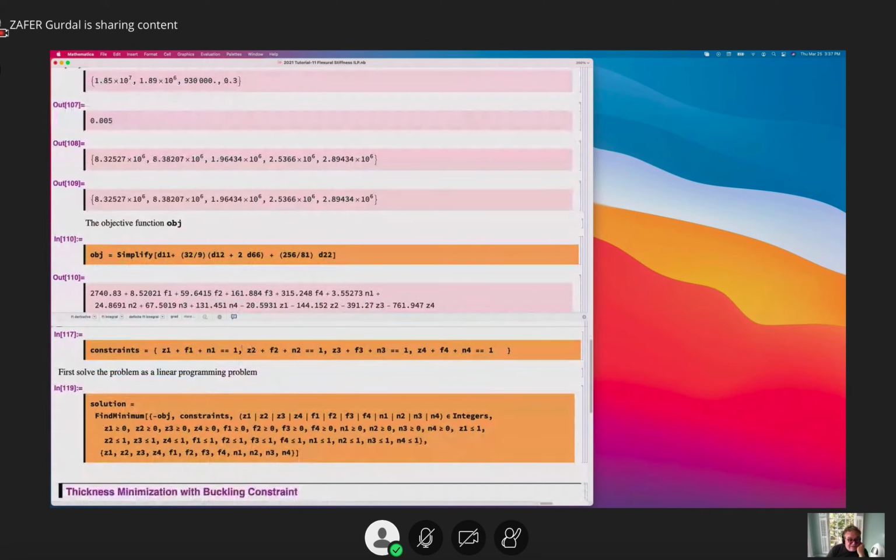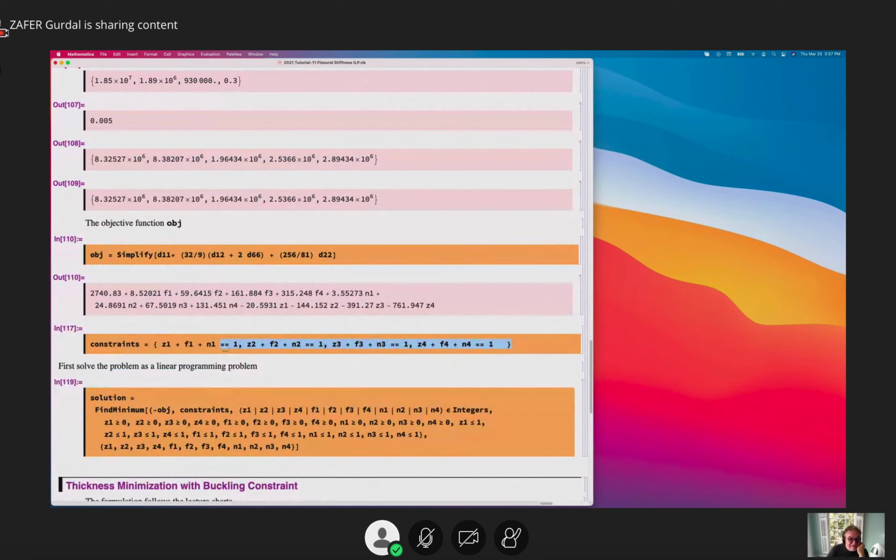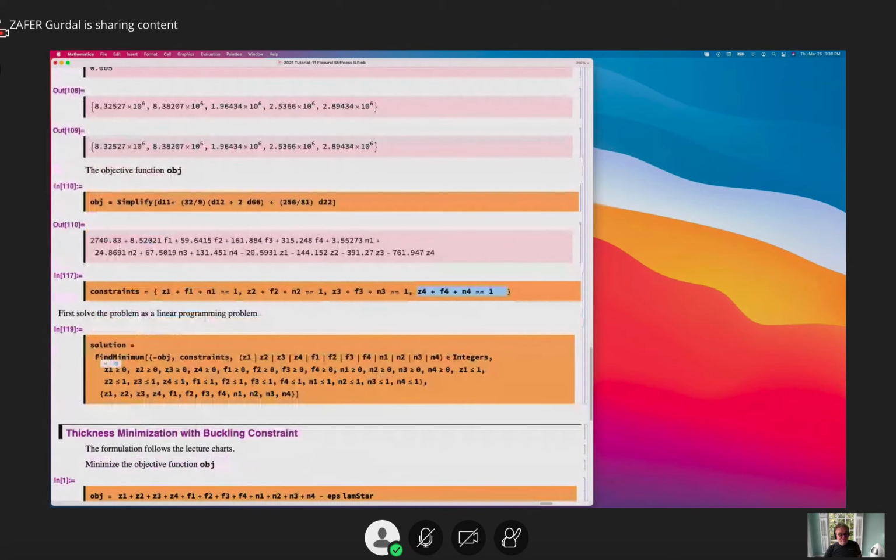My constraints, I did it correctly. I forced each to equal 1, so ply 1 has to be either a 0 stack, a 45 stack, or a 90. Ply 2 is a 0, 45, or a 90. And ply 3 is a 0, 45, or a 90. Ply 4 is a 0, 45, or a 90. So I put it into FindMinimum of minus the objective function, because I'm trying to maximize the frequency. I put those constraints in here.